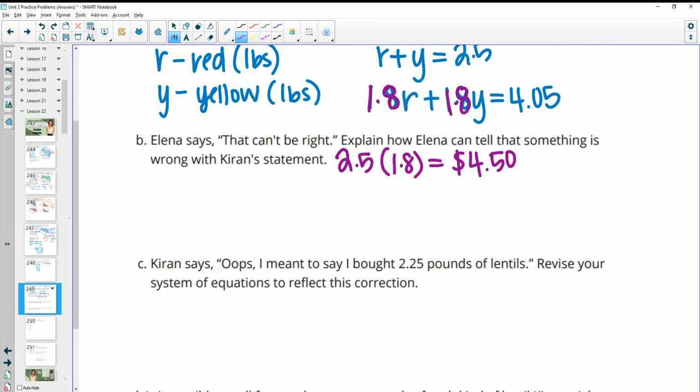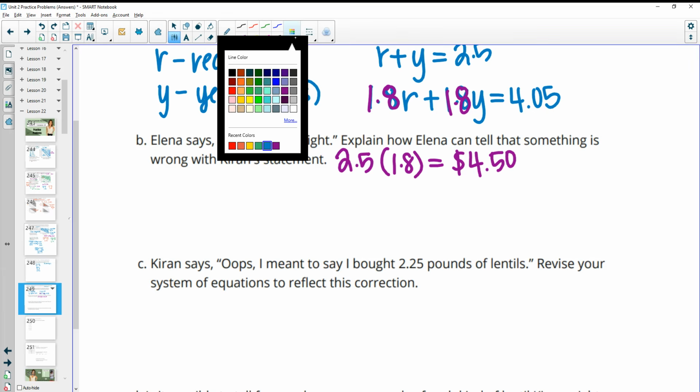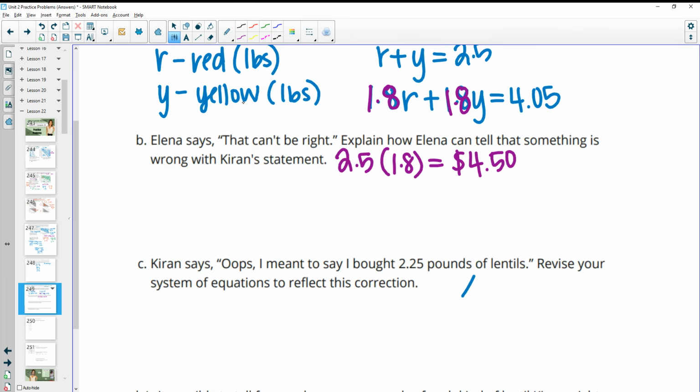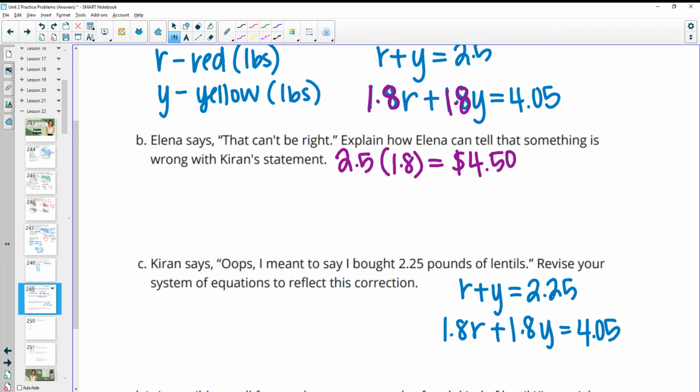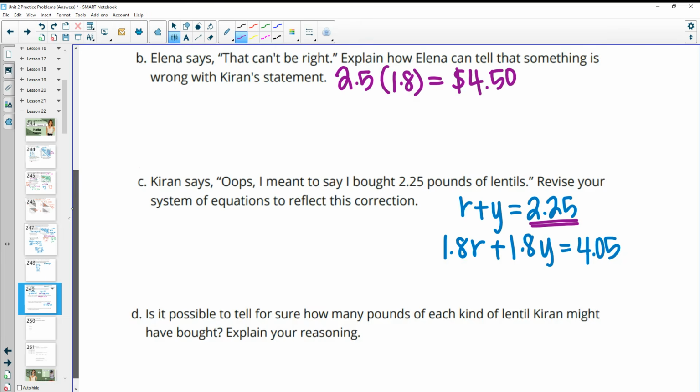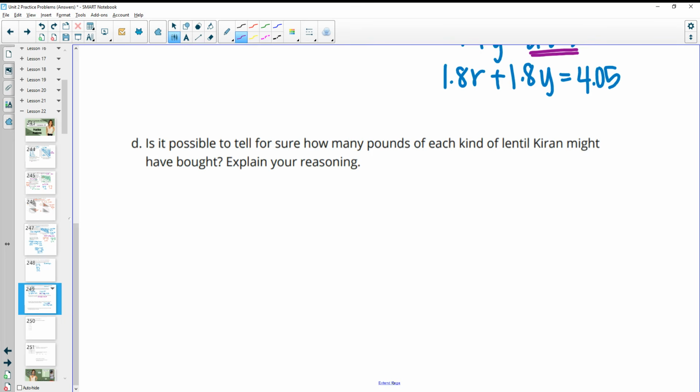So then Kieran says, oops, I guess I meant to say that I bought 2.25 pounds of lentils instead. So let's revise his equation. Or his system, right? So R plus Y is actually 225, and then 180 R plus 180 Y is equal to 405 because his price stayed the same, right? So his weight changed. He only bought 2.25 pounds instead of 2.5.